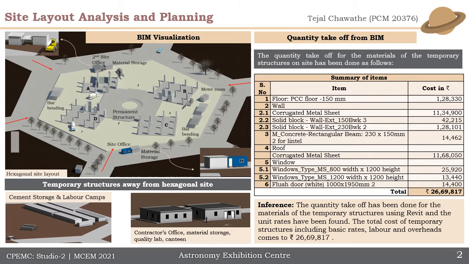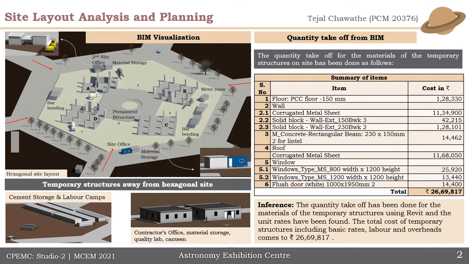So in this project, we studied the site layout and its analysis was done. So here is the visualization done using building information modeling, that is BIM, where the four blocks A, B, C, D and the central planetarium area of the project can be seen. This project is currently under construction, and below here the views of the cement storage and labor camps and the contractor's office, which are away from the main site area, can be seen.